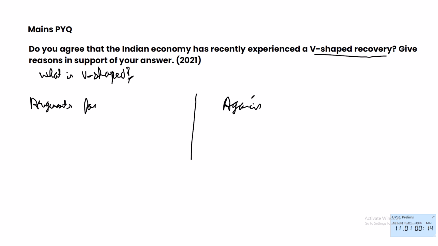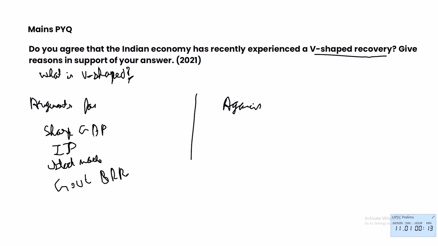So we can give, in support of V-shaped recovery, sharp GDP growth post COVID-19, recovery of industrial production, amazing performance of the stock market, and support of government and RBI policy as arguments for the growth.